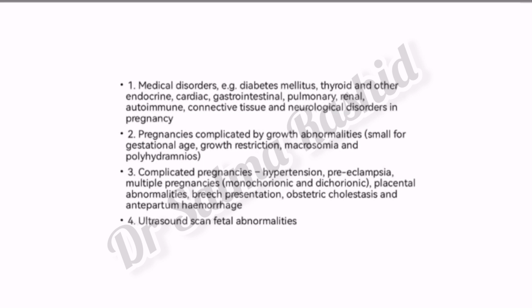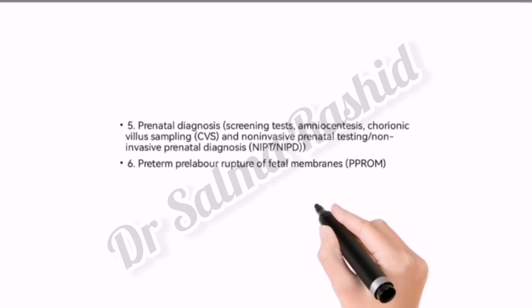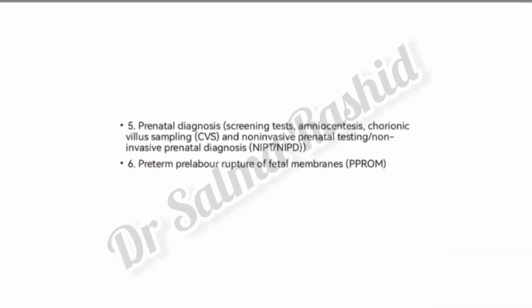Complicated pregnancies: hypertension, preeclampsia, multiple pregnancies, monochorionic and dichorionic. Placental abnormalities, breech presentation, obstetric cholestasis and antepartum hemorrhage. Ultrasound scan, fetal abnormalities. Prenatal diagnosis, screening tests, amniocentesis, chorionic villus sampling, and non-invasive prenatal testing. Non-invasive prenatal diagnosis. Preterm pre-labor rupture of fetal membranes.